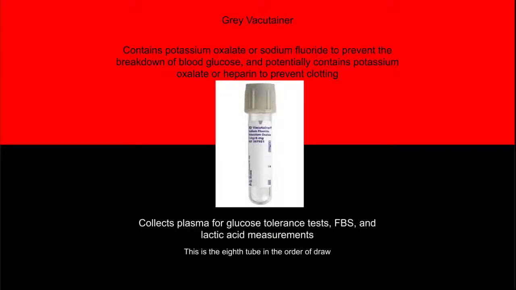The gray vacutainer contains potassium oxalate or sodium fluoride to prevent the breakdown of blood glucose. This tube is mainly used for glucose tolerance tests and lactic acid measurements. These would be used in the attempt for diagnosing diabetes.